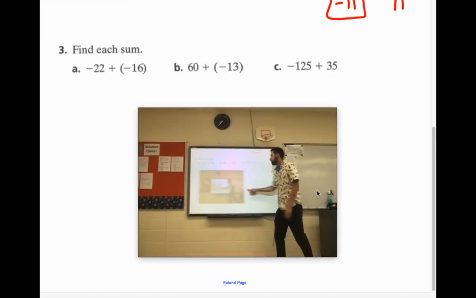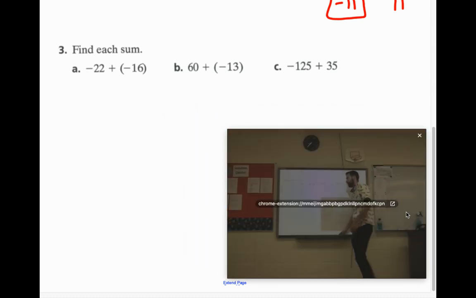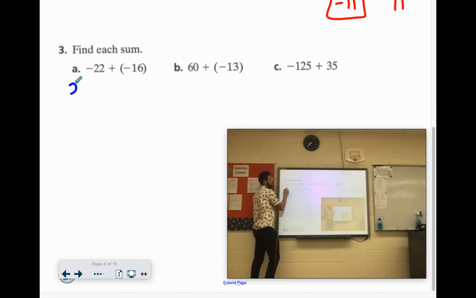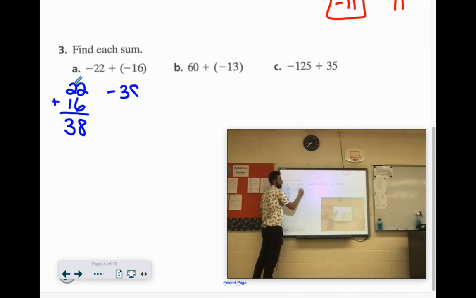All right, we got 3 down here. They are the same sign. So we will just add them together and keep it negative. 6 plus 2 is 8. 2 plus 1 is 3. This will give us negative 38.